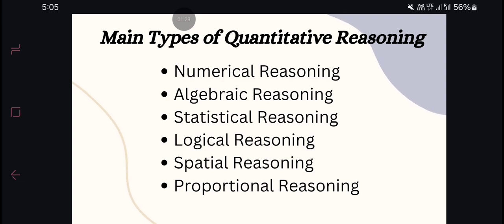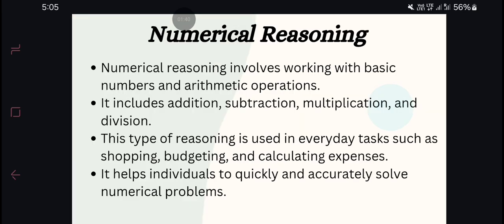There are mainly 6 types, that is numerical reasoning, algebraic reasoning, statistical reasoning, logical reasoning, spatial reasoning and proportional reasoning. So first let us look into numerical reasoning. So what is numerical reasoning? Numerical reasoning is the most basic type of quantitative reasoning which involves working with numbers using basic arithmetic operations like addition, subtraction, multiplication and division.